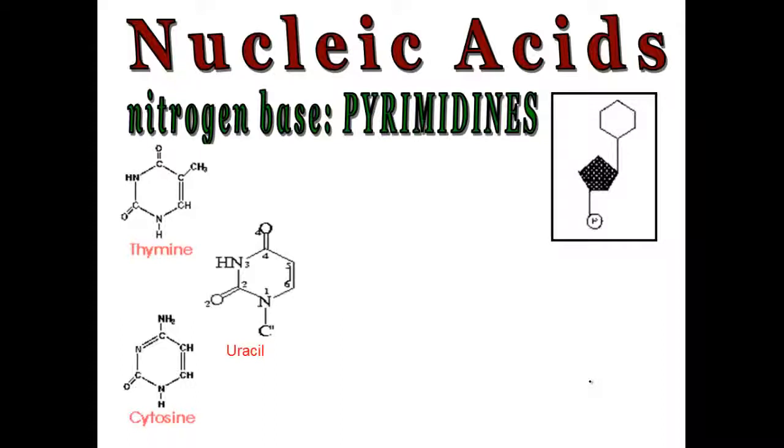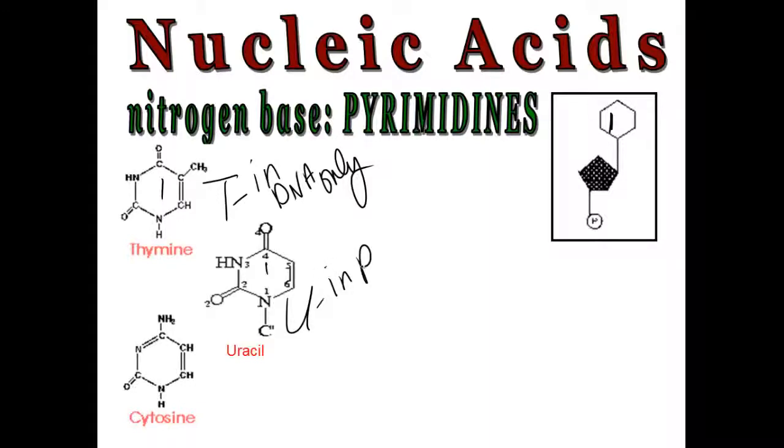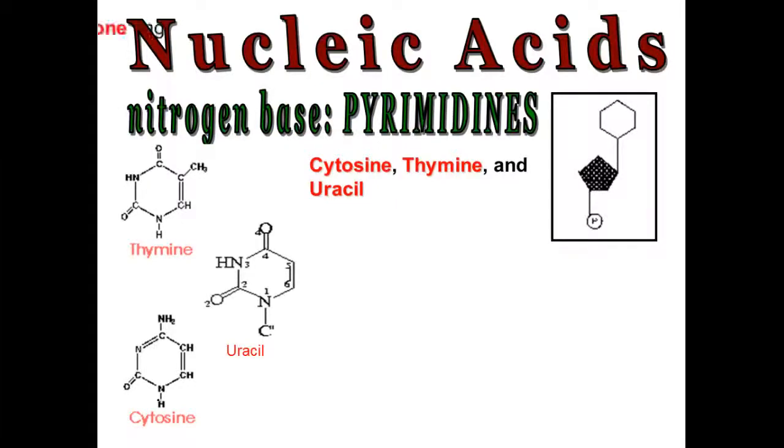Pyrimidines, we already know, have only one ring structure. And there are three different nitrogen bases that are pyrimidines. First of all, thymine. Thymine has one ring. It's represented by a T. You only find thymine in DNA. Uracil also has one ring, represented by the letter U, and you find uracil in RNA only. Cytosine, represented by the letter C, has one ring only, and cytosine you find in both DNA and RNA.